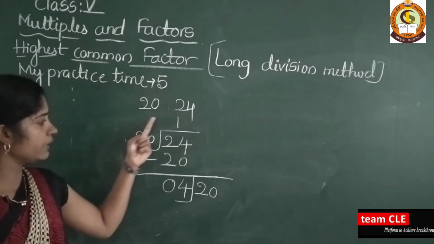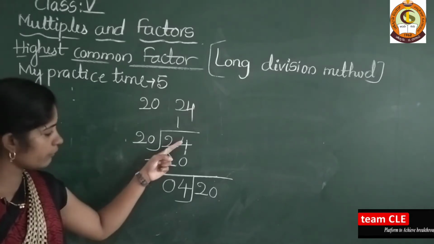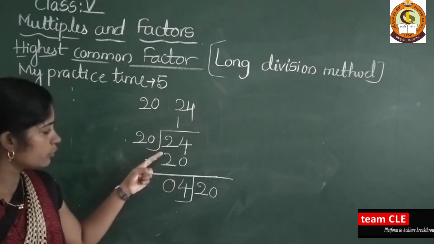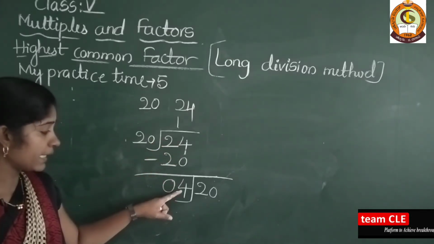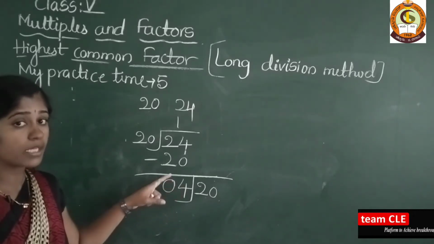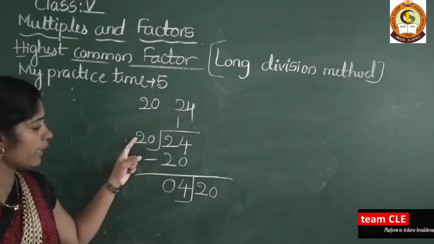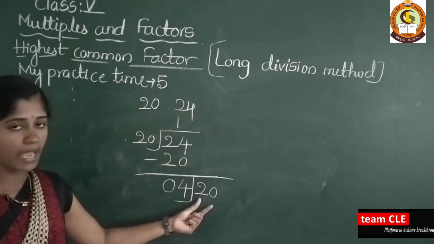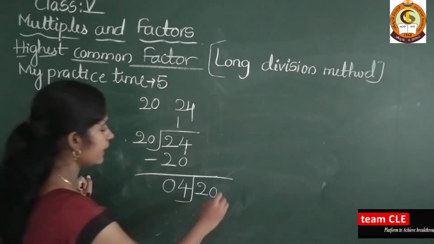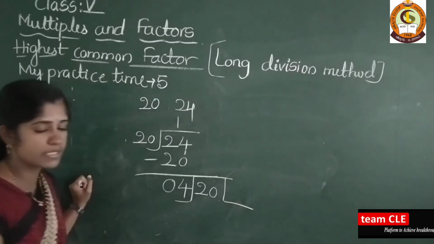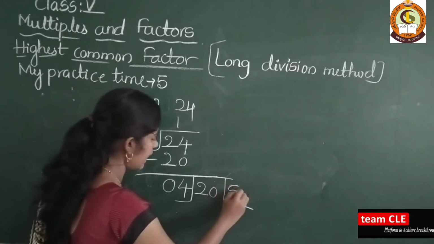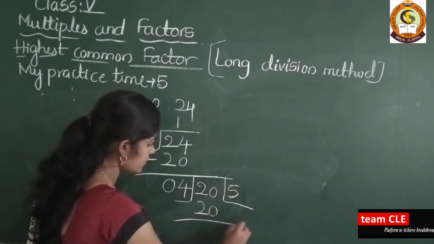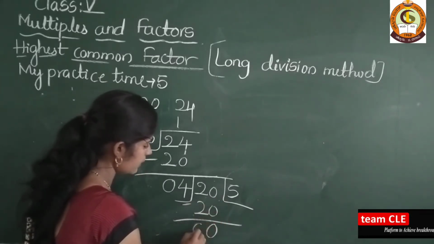Again, see here, 20 1s are 20. Okay, 4 minus 0 is 4, 2 minus 2 is 0. But here I got a remainder of 4. Again you take this 20 and write it here. This divisor you write here as the dividend. Okay, next you take 4. How much is 20? 4 5s are 20. Okay, 0, 2 minus 2 is 0.